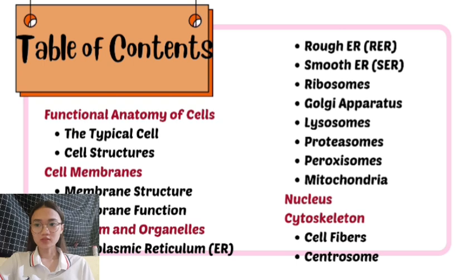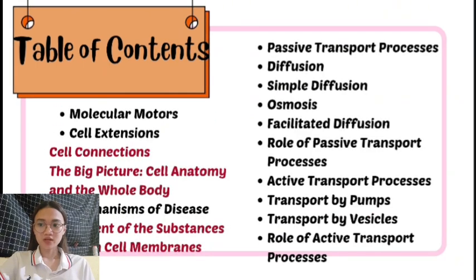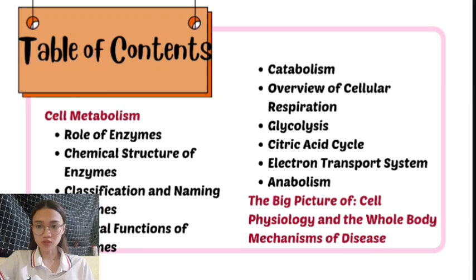So, we have the table of contents: the functional anatomy of the cells, cell membranes, cytoplasm and organelles, nucleus, cytoskeleton, cell connections, the big picture of cell anatomy and the whole body, and movement of substances through the cells. So we have the metabolism also, the big picture of cells, physiology in the whole body, mechanism of disease. So those in the table of contents, itatalakay natin isa-isa.